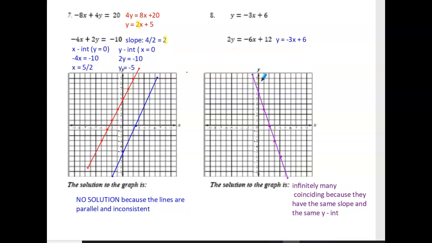Now it's important to note that this point right here is not a solution. That's not a solution because it's not on the line. So solutions are any points that come from the line. So solutions have to come from the line.